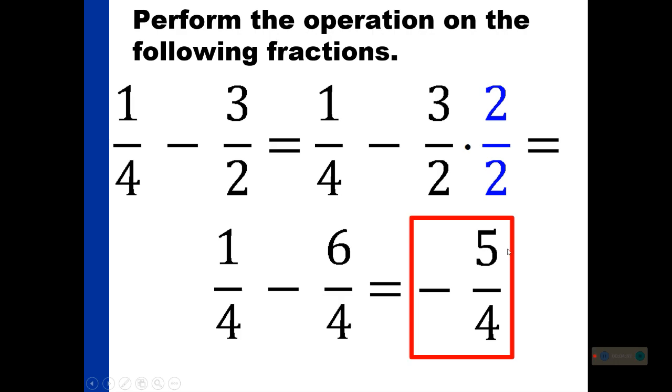Or, if you are going to solve that by finding the LCD, you will have here 1 over 4 minus 3 over 2.